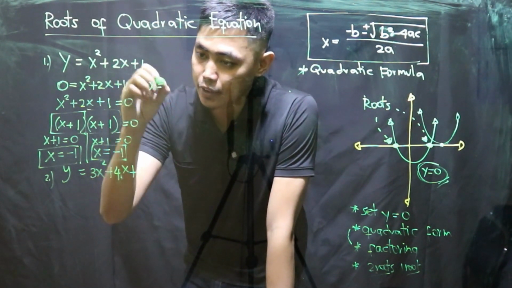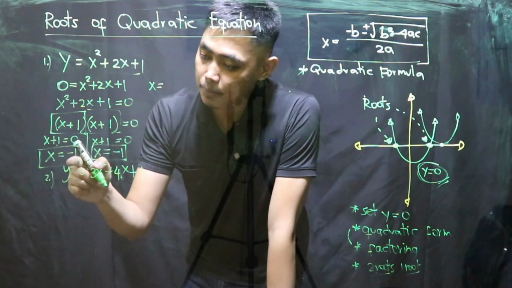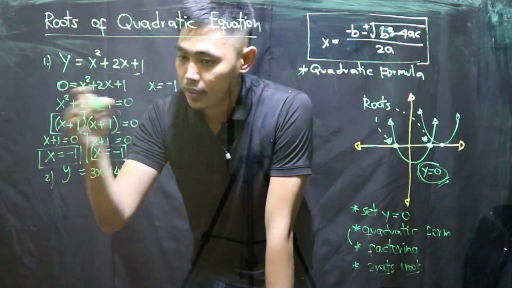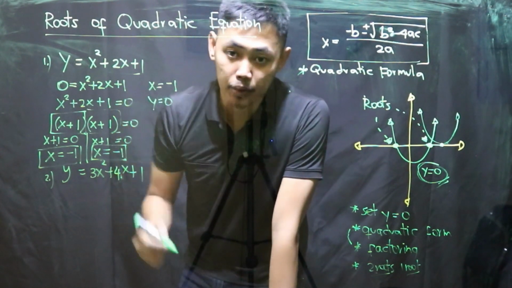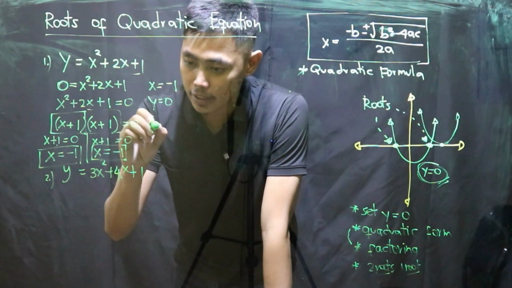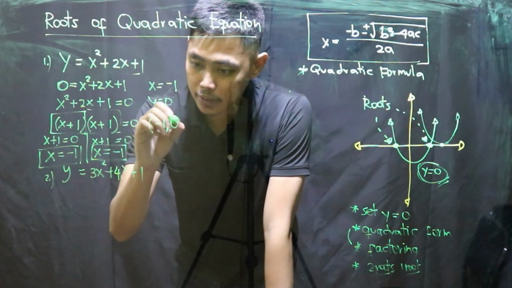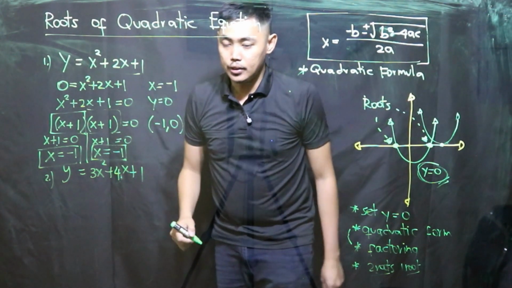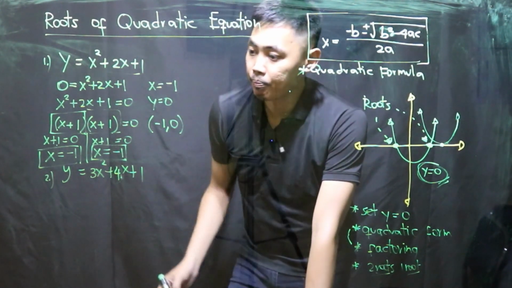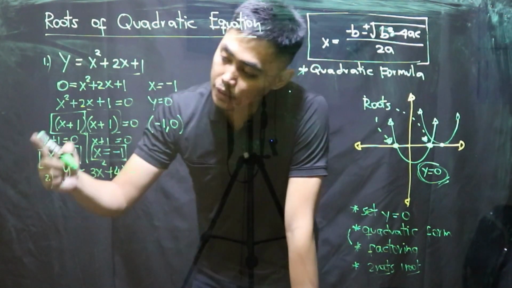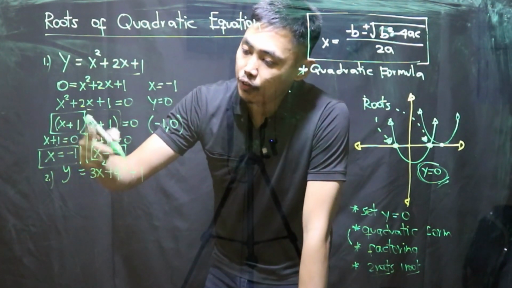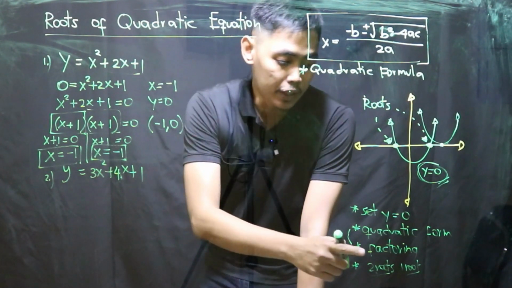So the root of this particular quadratic equation lies in this particular point: negative 1, and then y is equal to 0. We already set y as 0. So the root is located at negative 1, 0. Okay, so that's it. That's how you will find the root, and here we actually obtained the root of this particular equation using factoring.